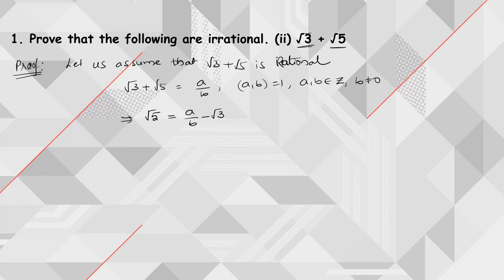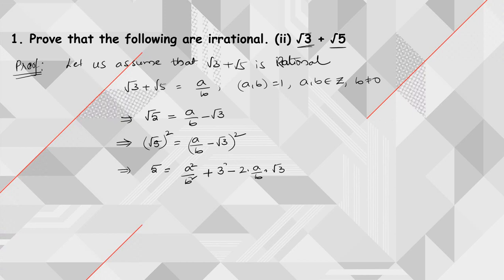Then I am going to do squaring on both sides. So when I do squaring on both sides, this becomes root 5 whole square is equal to a by b minus root 3 whole square. So this is in the form of a minus b whole square. On doing expansion, 5 is equal to a square by b square plus root 3 whole square, which is 3, minus 2 into a by b into root 3.